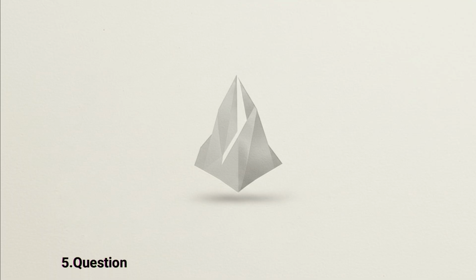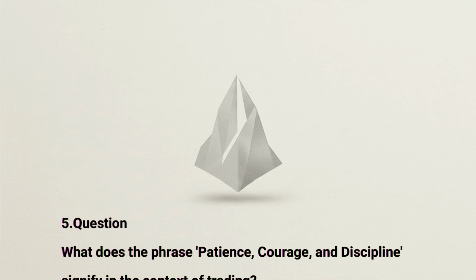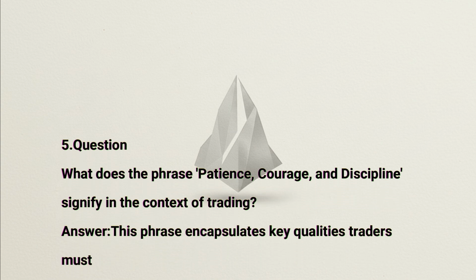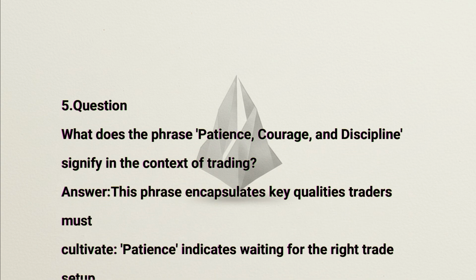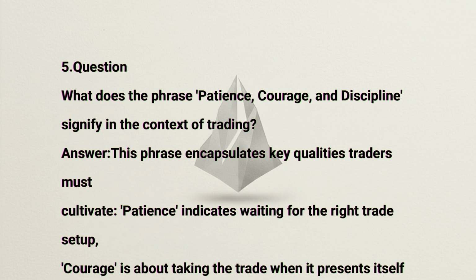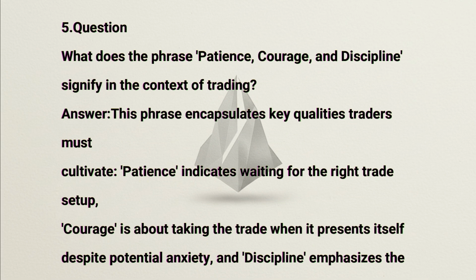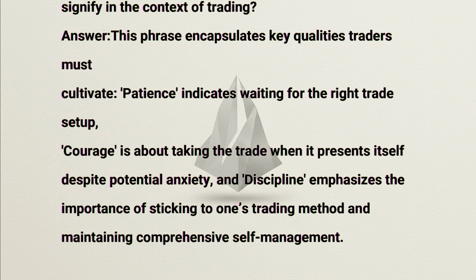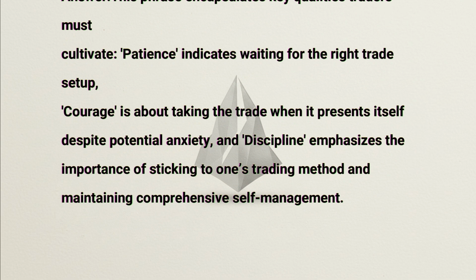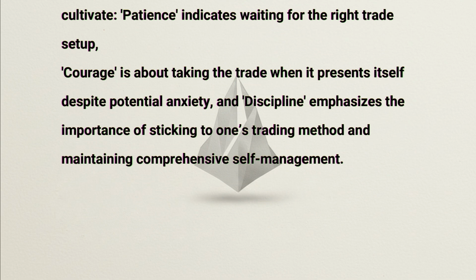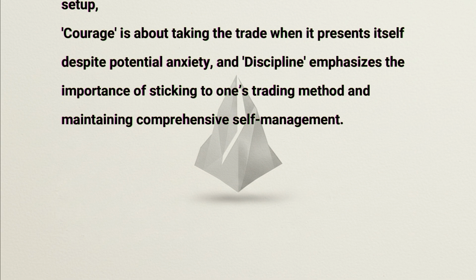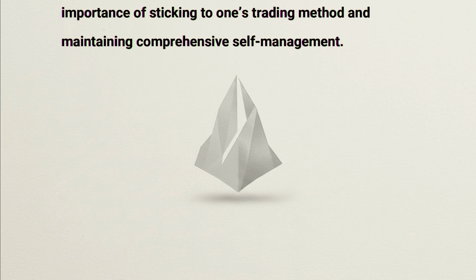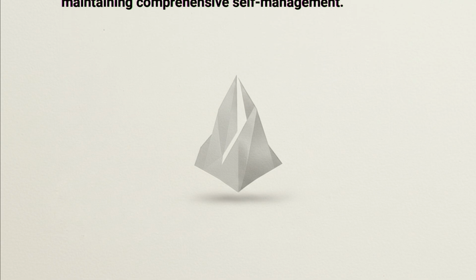5. Question: What does the phrase patience, courage, and discipline signify in the context of trading? Answer: This phrase encapsulates key qualities traders must cultivate. Patience indicates waiting for the right trade setup. Courage is about taking the trade when it presents itself, despite potential anxiety, and discipline emphasizes the importance of sticking to one's trading method and maintaining comprehensive self-management.